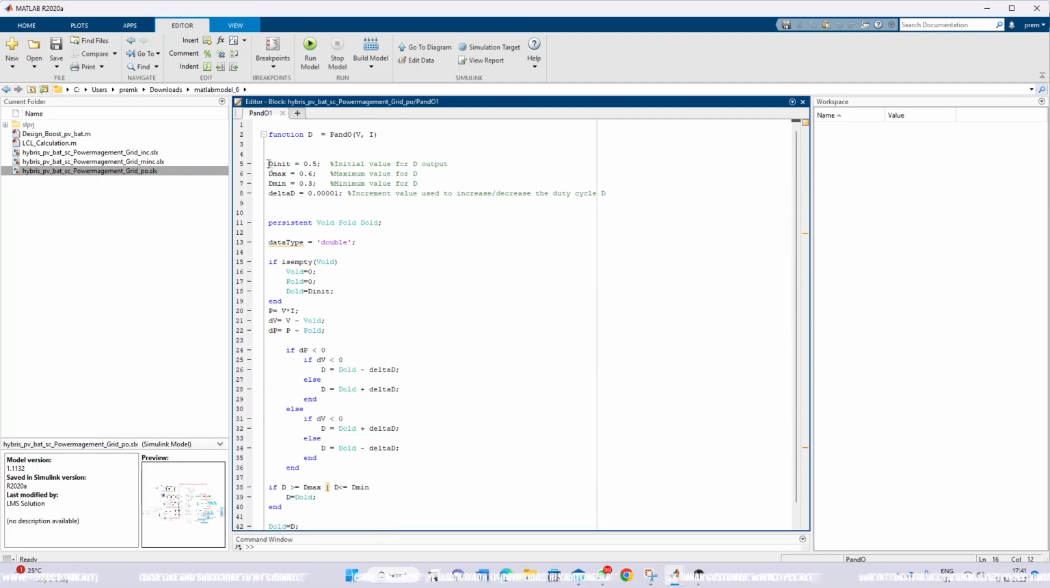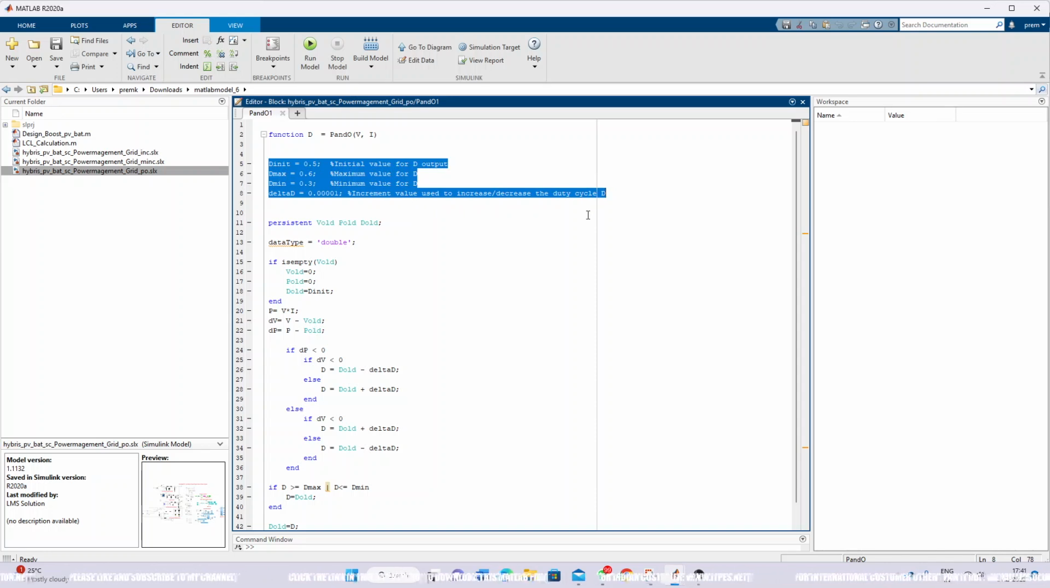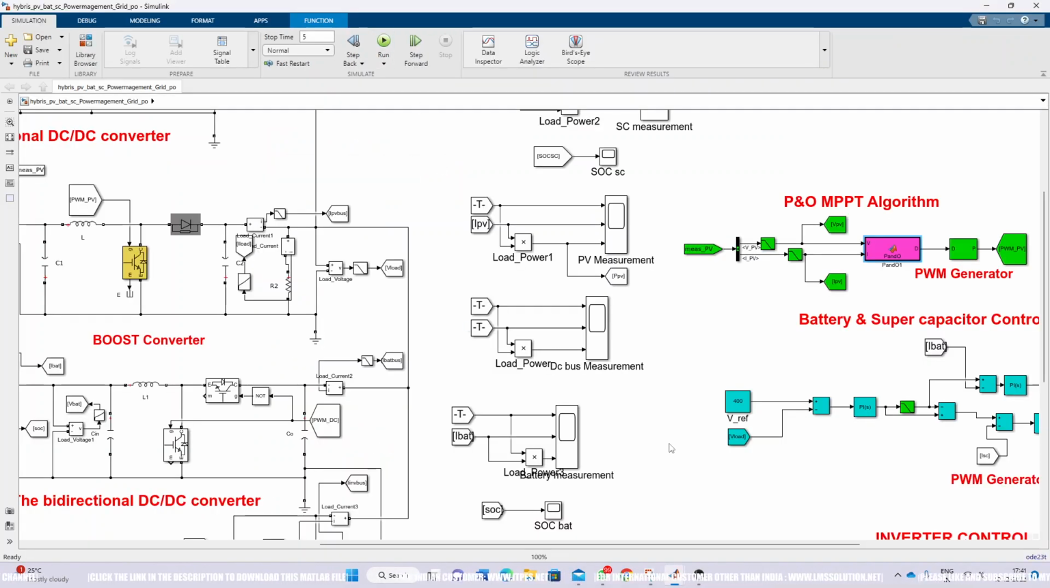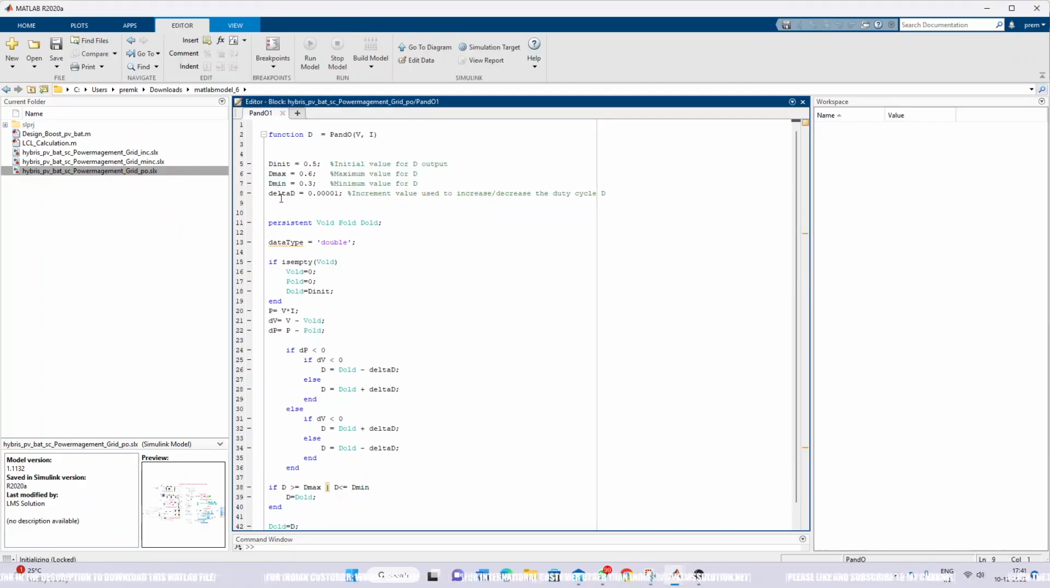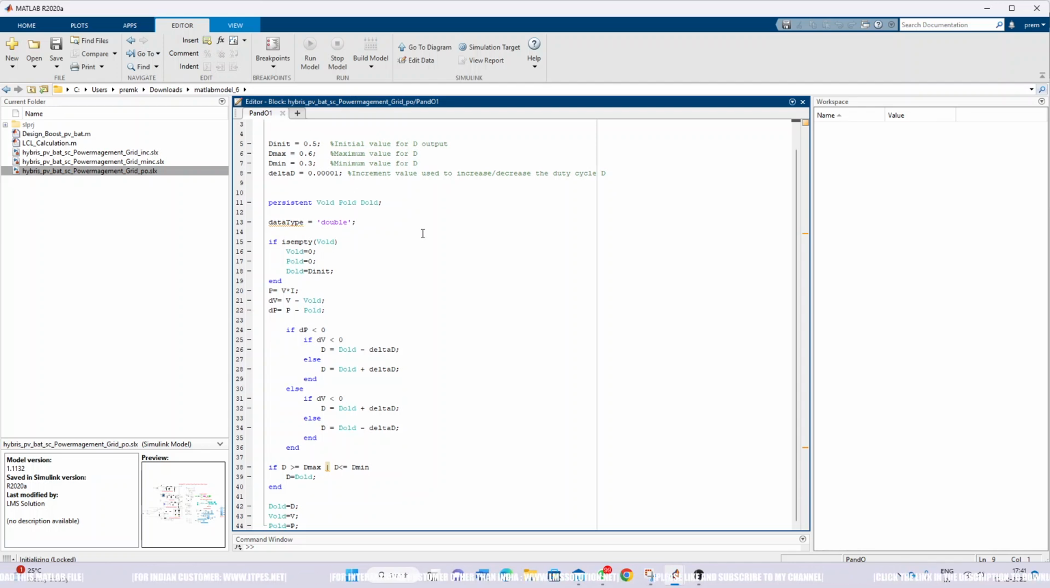We have to provide the 4 parameters. These are the 4 parameters: initial duty cycle, maximum duty cycle, minimum duty cycle, and then the increasing or decreasing duty cycle value. Okay, and then in order to implement P&O MPPT, we have to initialize the previous voltage, power and duty cycle. So for that, here we are using V_old, P_old, D_old, nothing but the previous instant voltage, power and duty cycle.